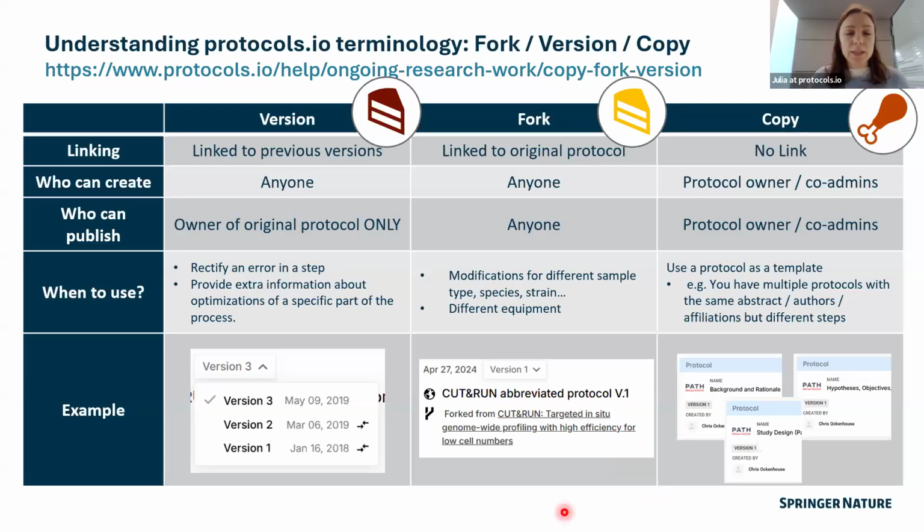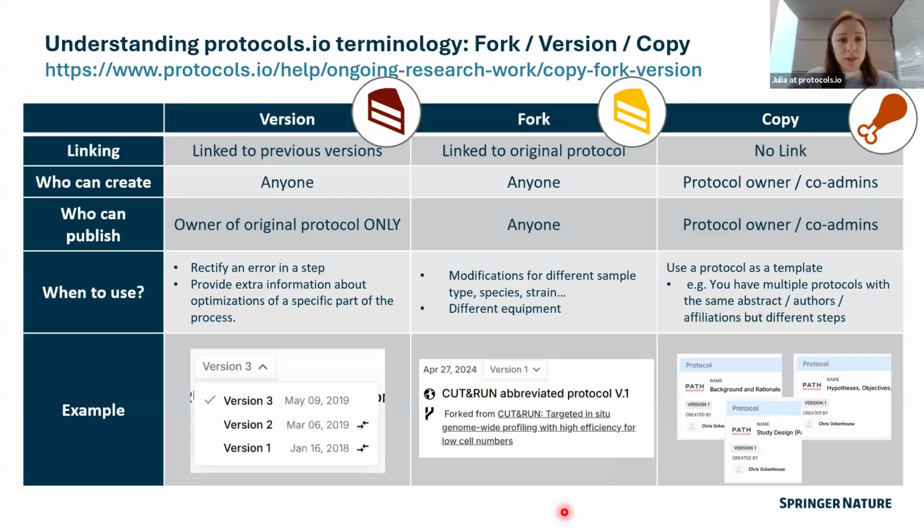Then the last one is copy. So this is probably used a little bit less often. You can think of it as using a previous protocol as kind of like a template. So maybe I'm creating a completely different recipe. It's not cake, but I want to use the same layout or format as my cake recipe.